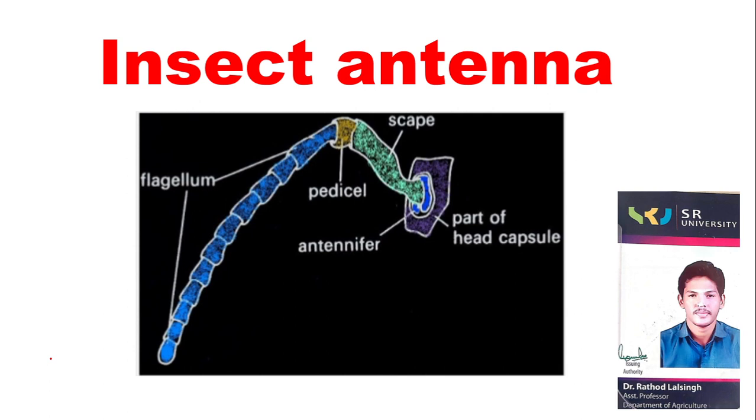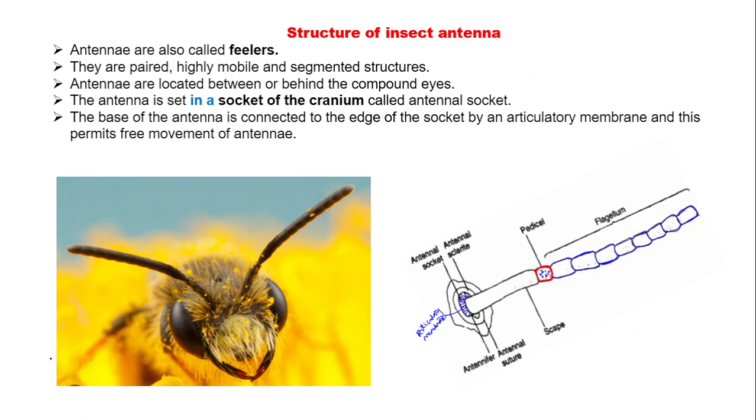In this session, we are going to discuss insect antennae. Insect antennae are also known as feelers because they feel the surrounding environment. Insect antennae are paired, highly mobile and segmented structures. Antennae are located between or behind the compound eyes. See here a pair of antennae which are located in between the compound eyes.